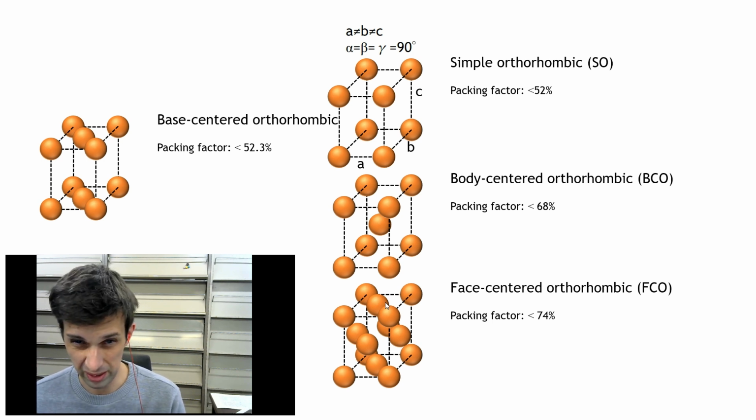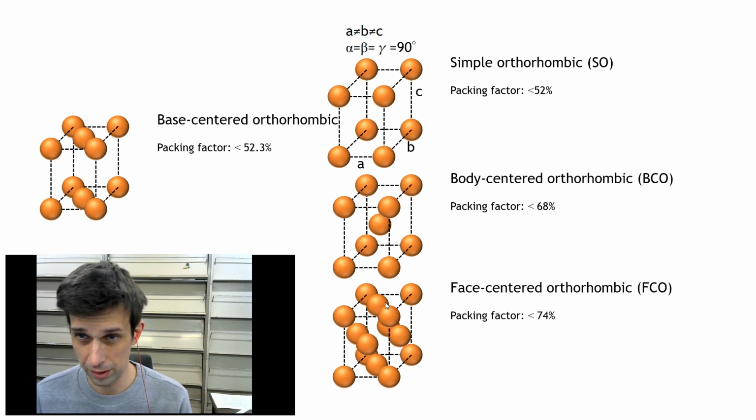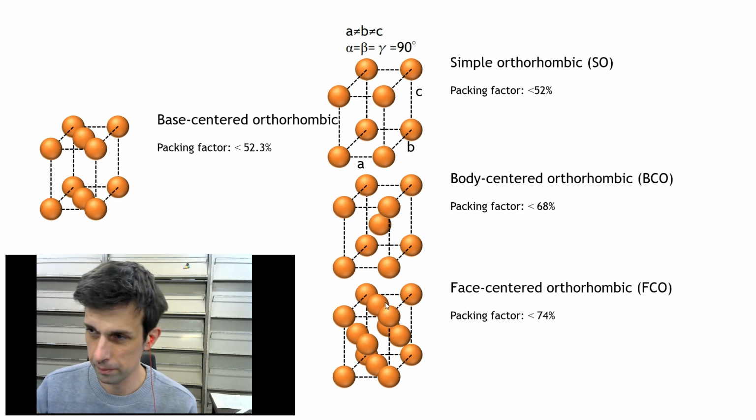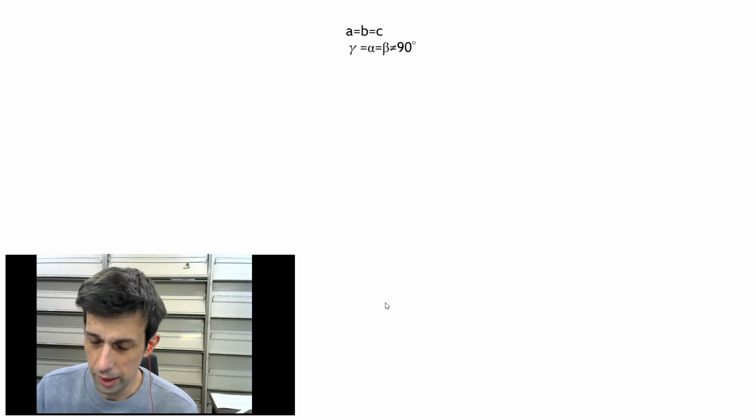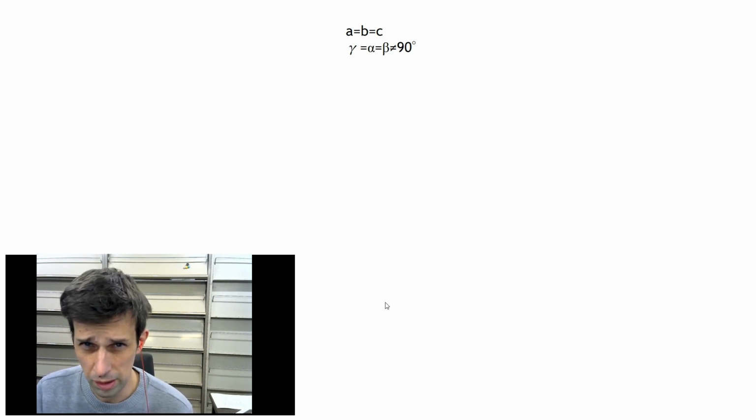In this case, the packing factor is slightly better than the packing factor of the simple orthorhombic. Okay, this is the family. Orthorhombic is the family of lattice structures that have the most types. And then we have something that doesn't change in length, but changes in angles.